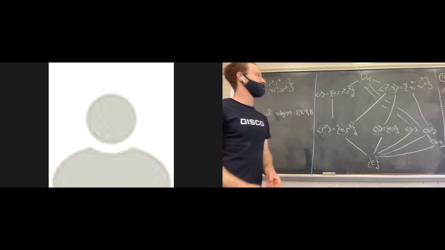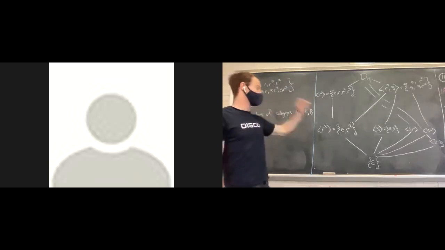Now, which ones do we know are normal immediately? Whatever has an index of 2. So which ones have an index of 2? R squared? No, that has an index of 4. So index is not the number of elements. Index is the size of the group divided by the number of elements.